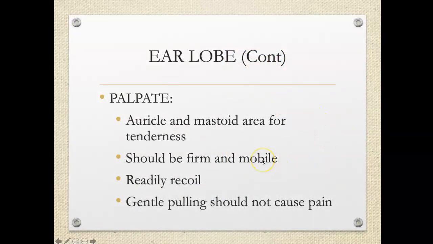All right, so now that we've inspected, we're going to palpate. So you're going to palpate the auricle and mastoid area for any type of tenderness. The ear should be nice and firm, but very mobile. That cartilage should be easily mobile without any discomfort. And it should recoil or snap back quickly if you move it. Gentle pulling should not cause any pain with that earlobe.